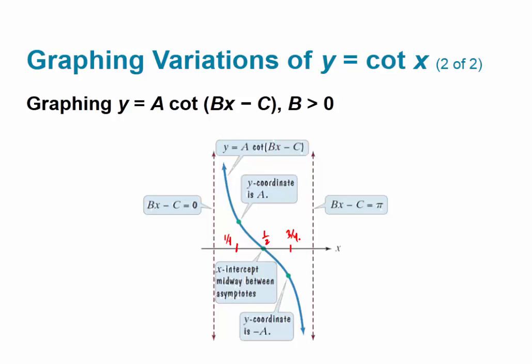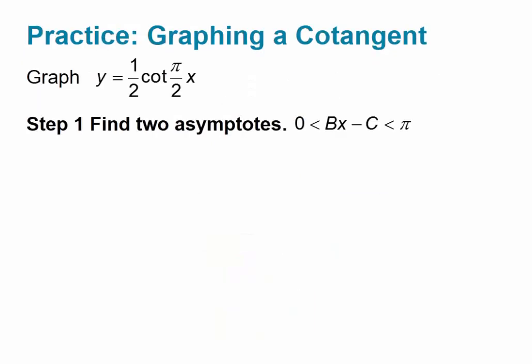I find the asymptotes almost exactly the same, except in my double inequality now, instead of negative pi over 2 and pi over 2, I have 0 and pi. Let's go ahead and try a practice problem, and we'll work it in steps. So we're going to graph y equals 1/2 cotangent of pi over 2 of x.